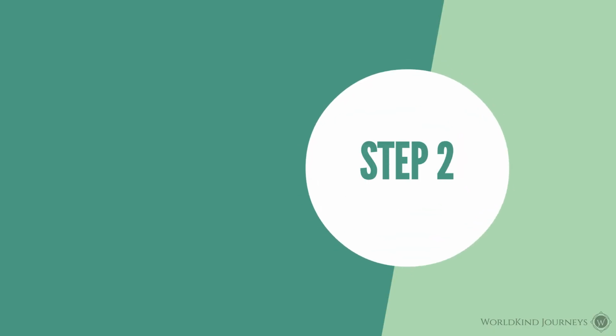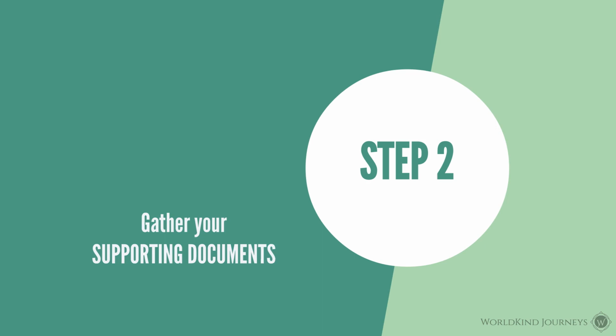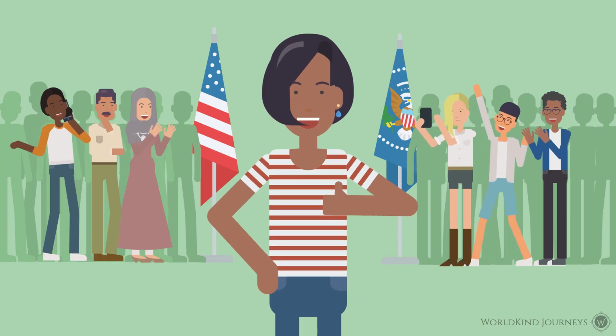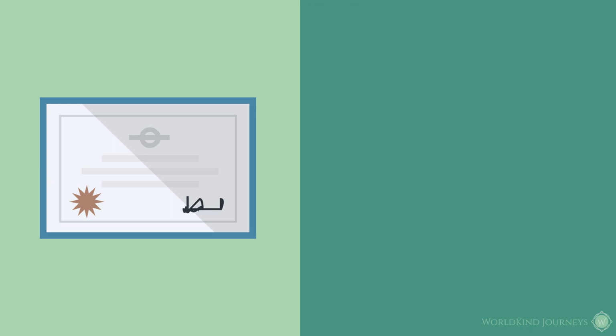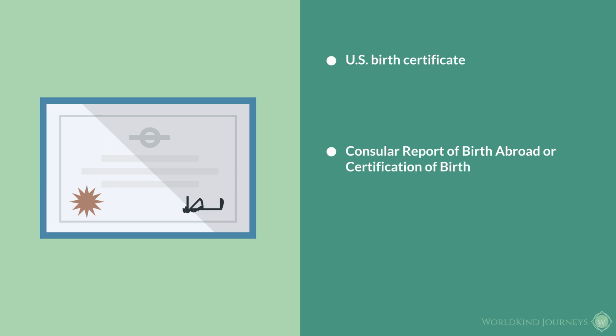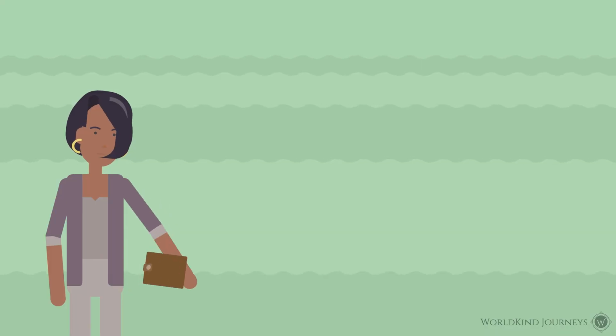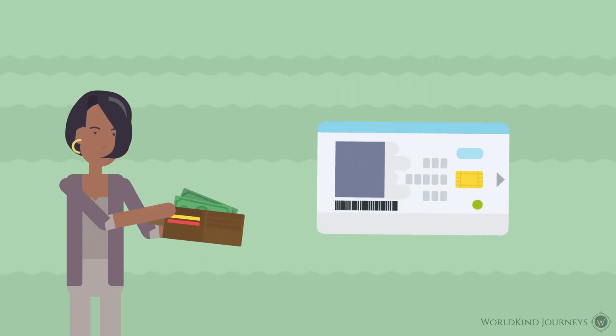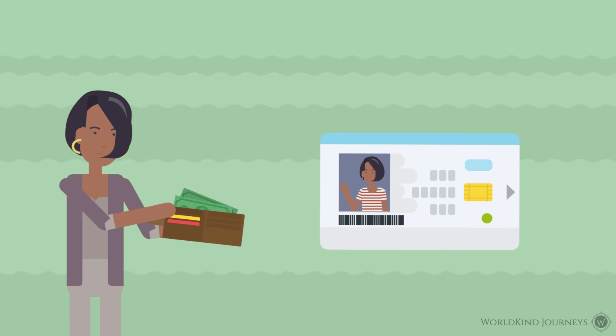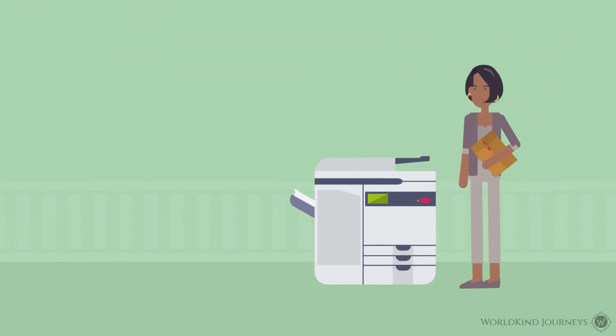Step 2. Next, gather your supporting documents. You'll need one document providing proof of your U.S. citizenship. Bring a U.S. birth certificate, a consular report of birth abroad, or certification of birth, or a certificate of naturalization or citizenship. You'll also need to take some form of ID. Just use your state-issued driver's license. Or, if you don't have one, check out the complete list of other acceptable forms of ID on the website. You'll also need to make copies of both your proof of U.S. citizenship and your ID to include with your application.